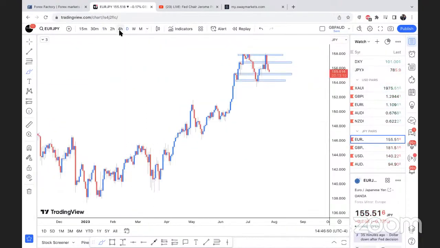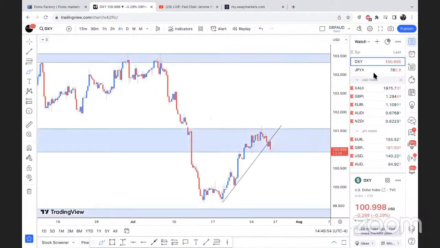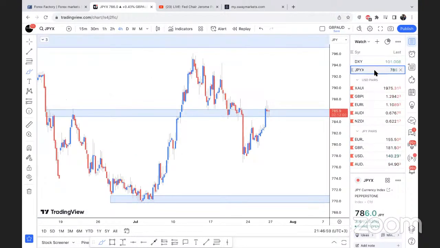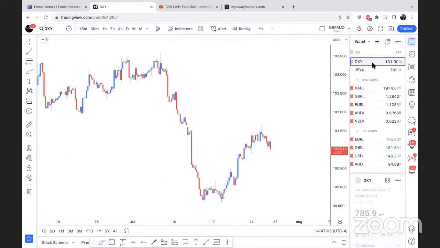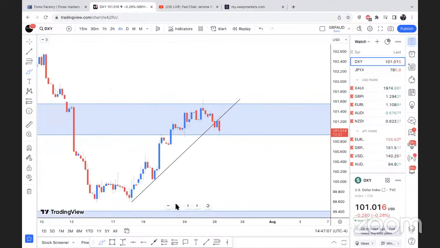So now that the dollar is potentially giving us that dump, I'm interested to see what yen is going to do. Now, yen might just pump. Yen might pump. We'll see. Has anybody got any other questions?